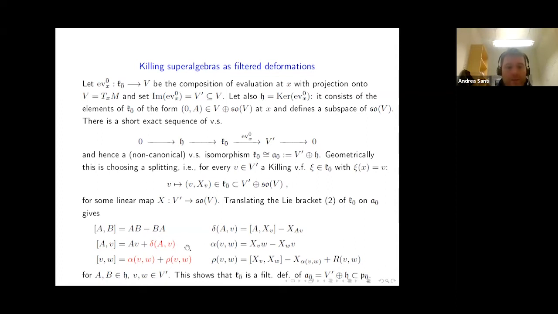So in the homogeneous case, if delta is zero, then you have a reductive space. If alpha is zero, then by standard prolongation, the first prolongation in Riemannian setting is trivial. So if alpha is zero, actually X is zero, so delta is zero as well. And these are symmetric spaces, okay? Okay, so this shows that K0 is a filtered deformation of A0.